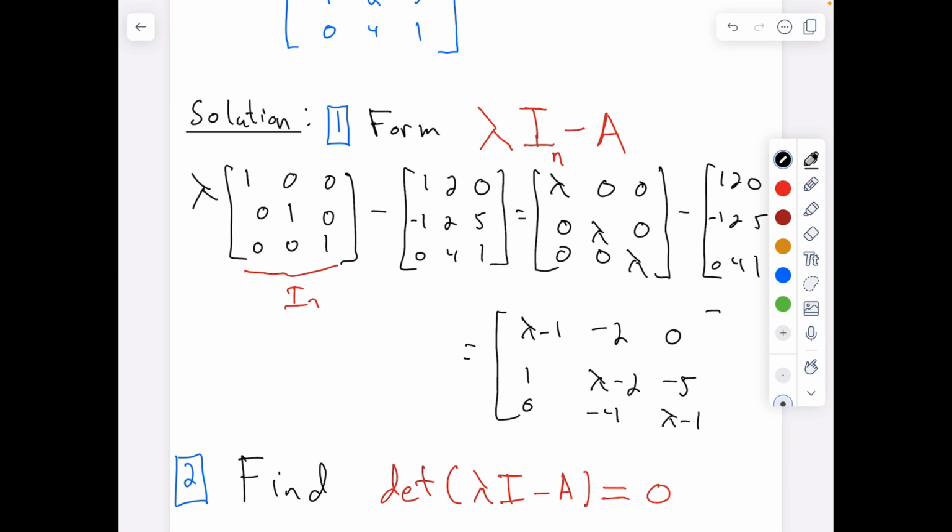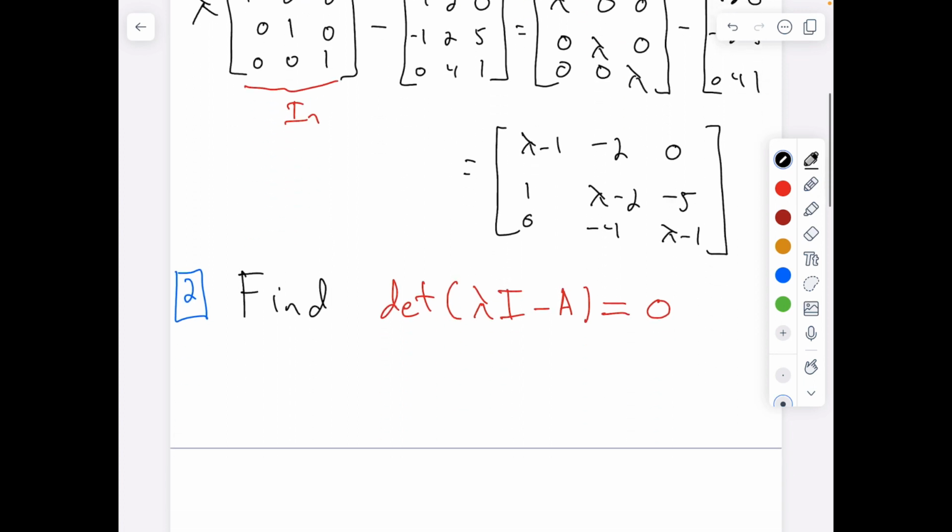Okay. So reading this across, it's lambda minus 1, minus 2, 0. Second row is 1, lambda minus 2, minus 5. Third row is 0, minus 4, lambda minus 1. The next thing I'm going to do is form the determinant of what I just found. This is what we call the characteristic equation.